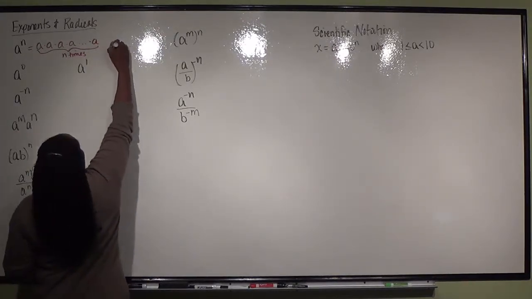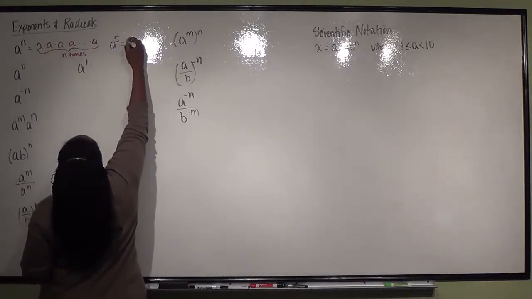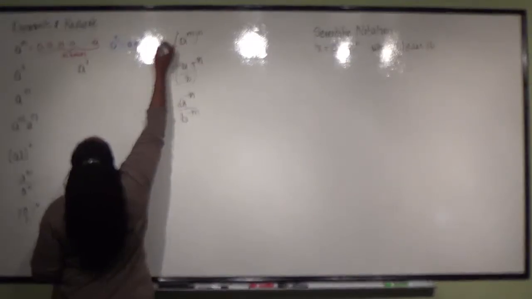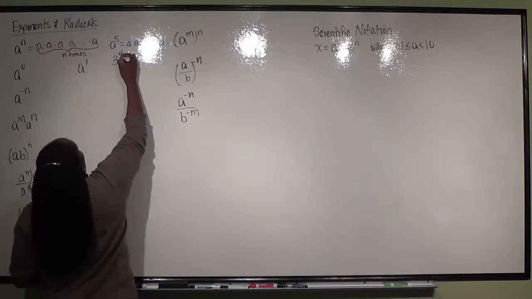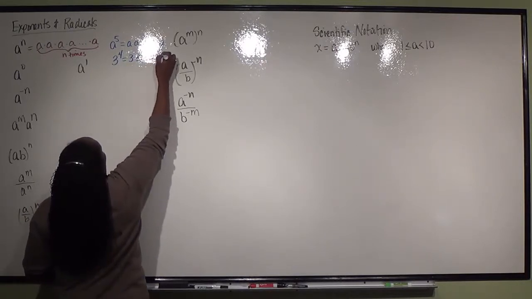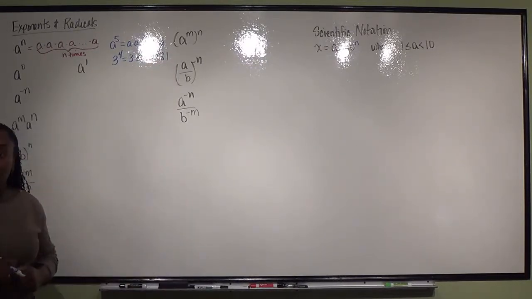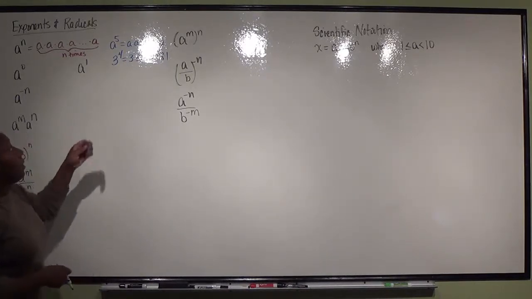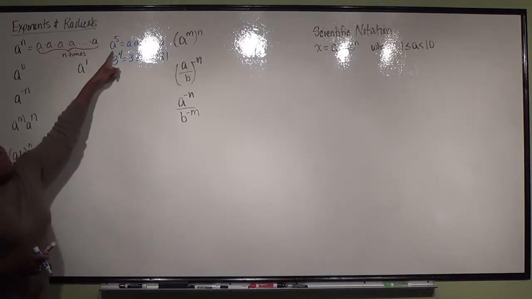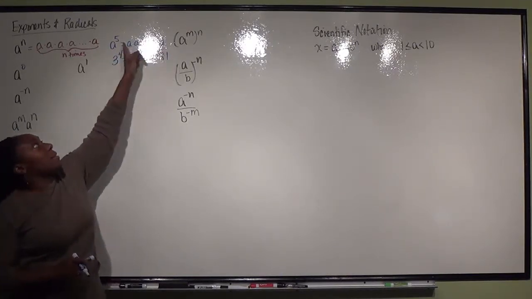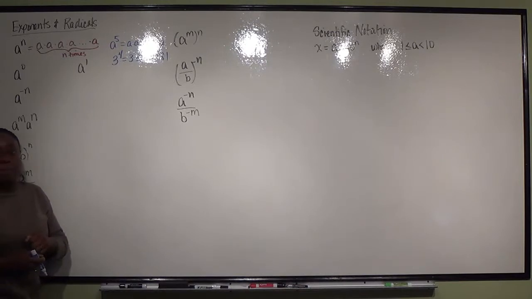So, for example, if I said a to the fifth, this is a times a times a times a times a. If I said 3 to the fourth, with the numbers we can take it and actually put a value to it. For the variable expressions, we're probably going to leave it in the exponential form. But if I see something like this, then I can write it in that exponential form.